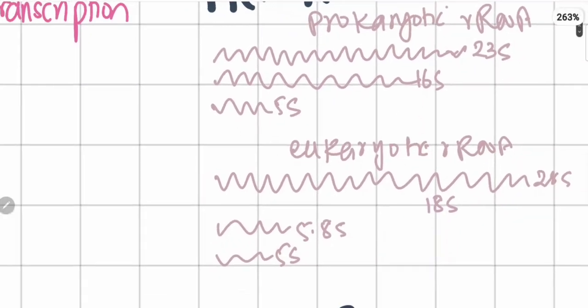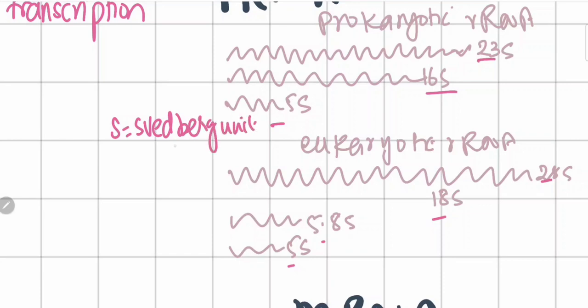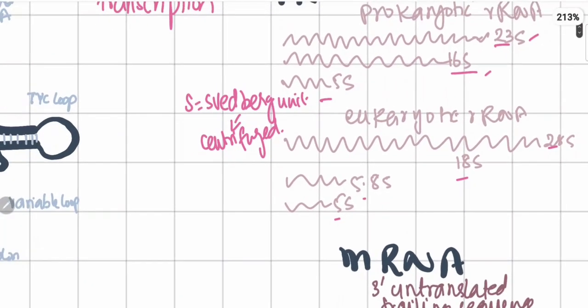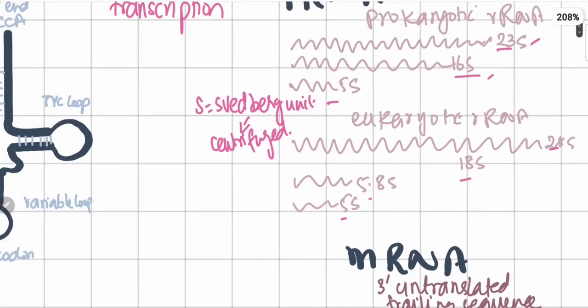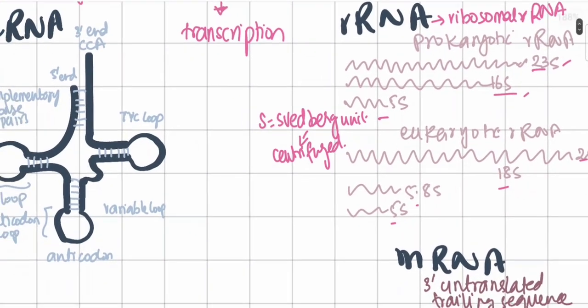And there are different types. It could be 23S, 16S, 5S in prokaryotes, and 28S, 18S, 5.8S, or 5S in eukaryotes. S means a Svedberg unit. They centrifuge these molecules, and their centrifugation unit is the Svedberg unit, which measures the rate of sedimentation, right? So that is essentially present in the ribosomes.